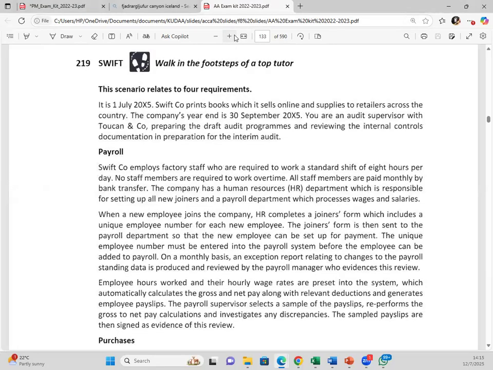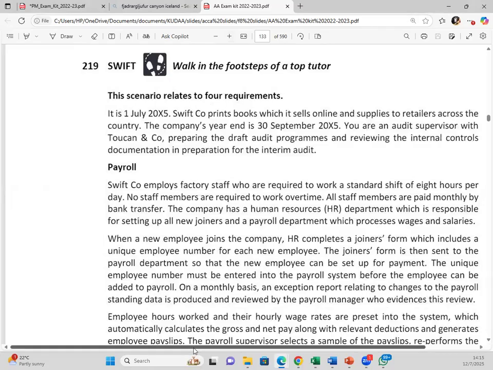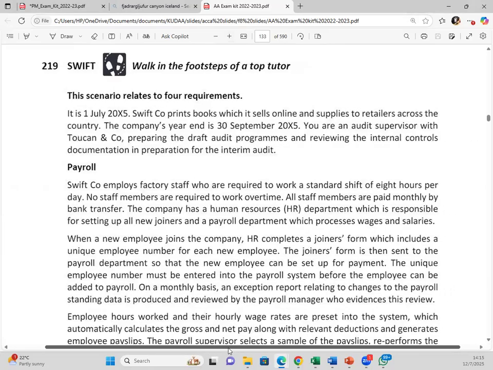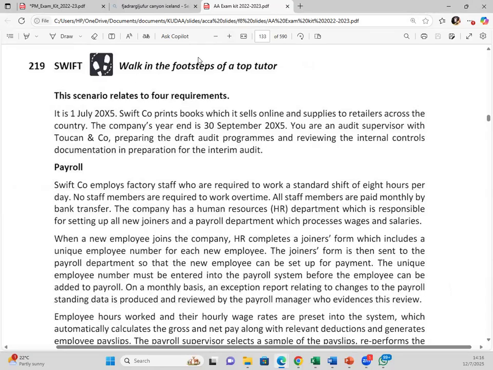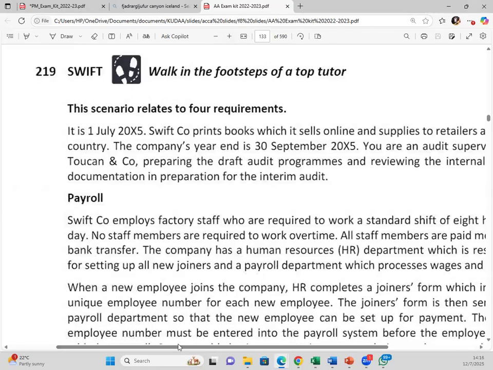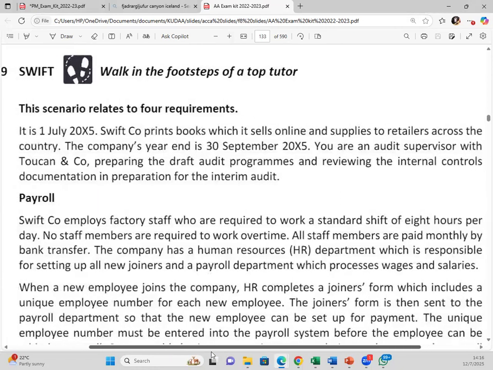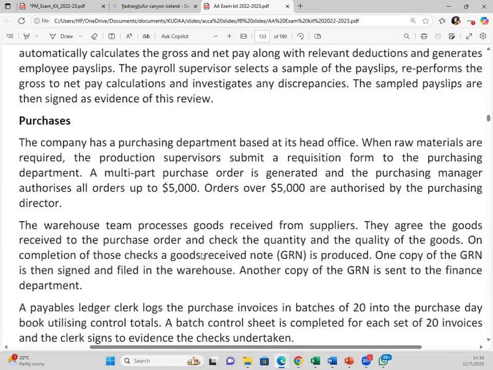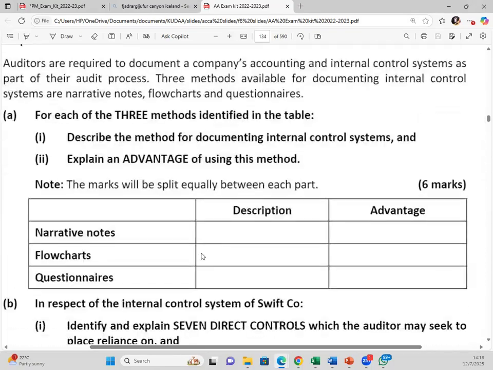So let me again zoom that. Yes, it's much better now. Okay, so that's Swift Company. Let's go through the requirements. The first requirement is: for each of the three methods identified in the table, describe the method for documenting internal controls.